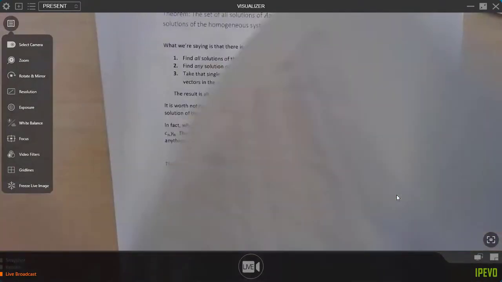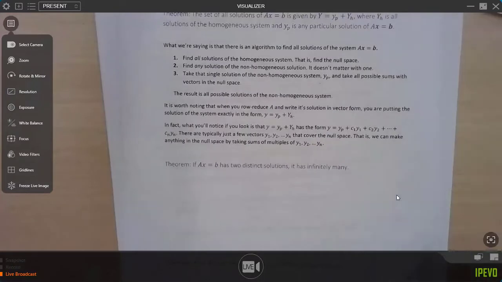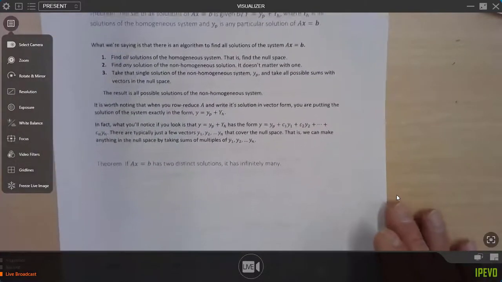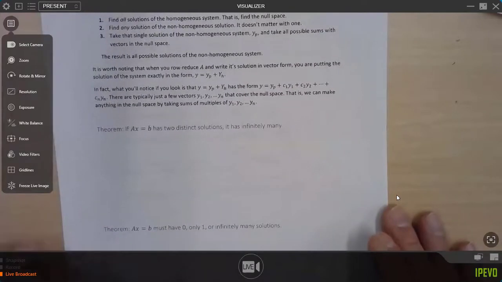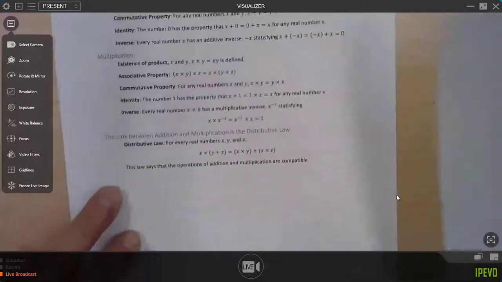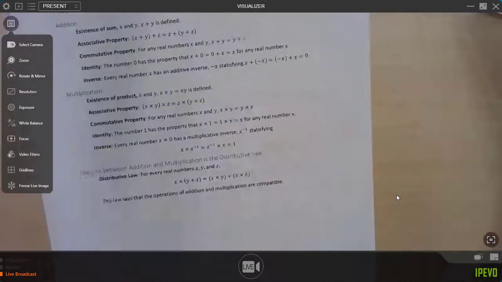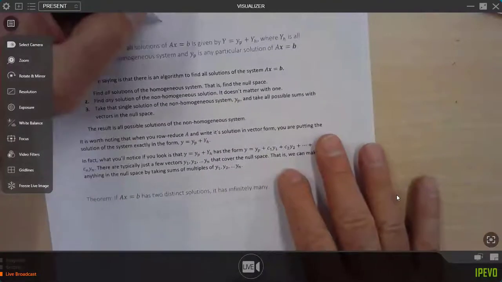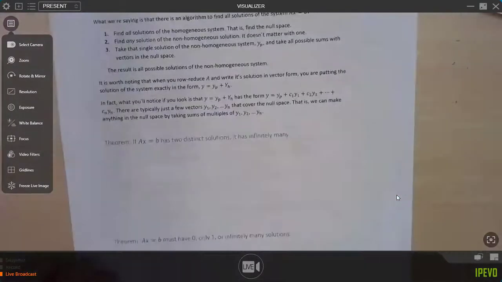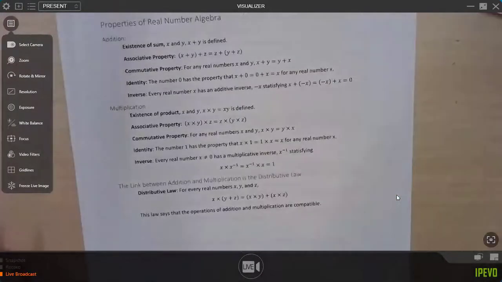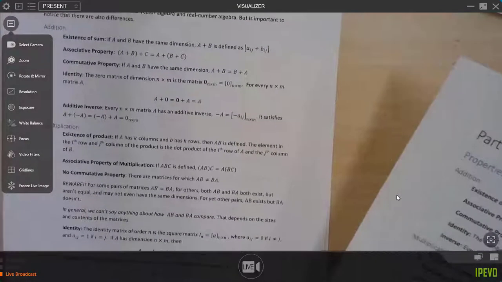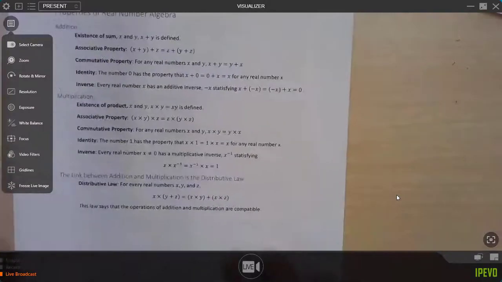I'm just wondering how much of this I want to say. Okay, let me put this one off again. Okay, this page 10. I'll come back to that because I really do want to summarize properties of matrices.